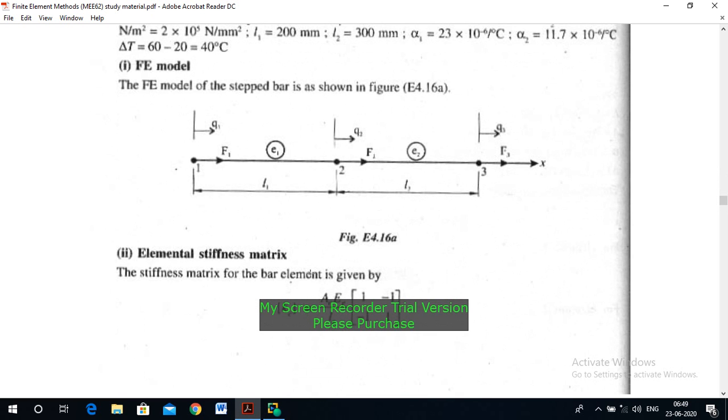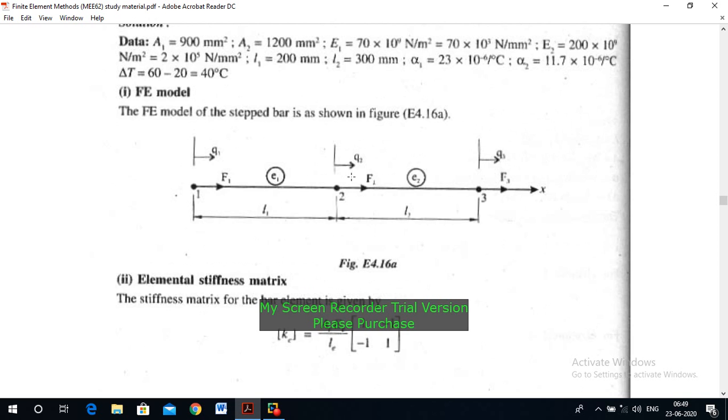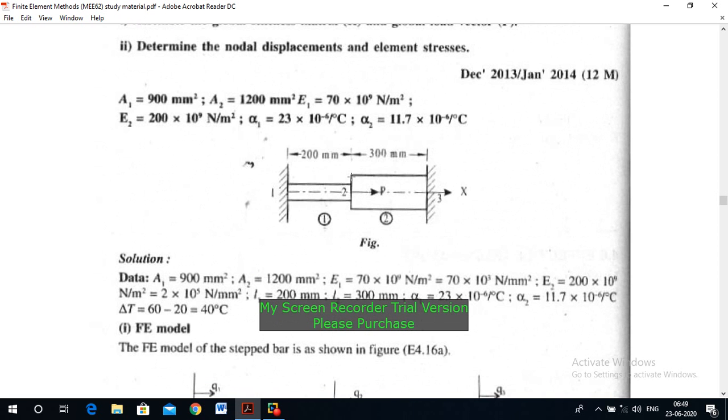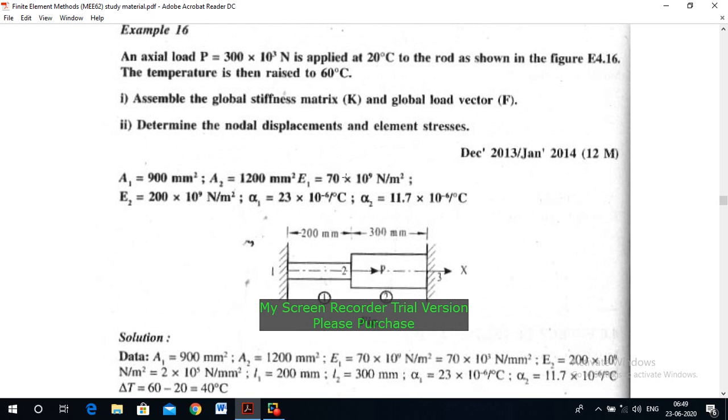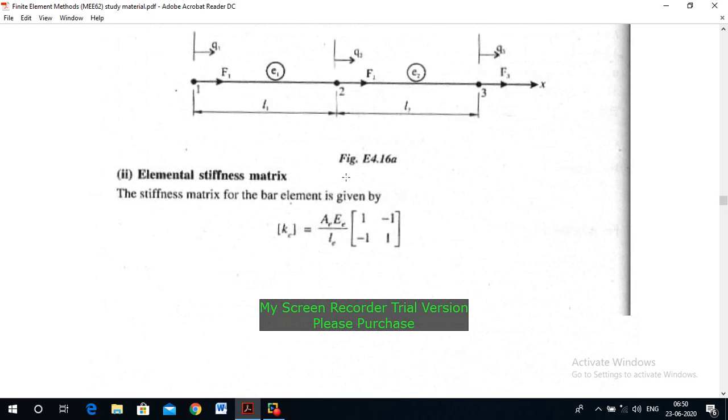Therefore, the second step is the finite element model. The force acting at node 1 will be F1, and let F2 be the force acting at node 2. The magnitude of the force acting at node 2 is given, that is, total P is equal to 300 into 10 power 3. Next, the force acting at node 3 is 0, because the forces applied at node 1 and node 3 are fixed. Because of that reason, the force acting at node 1 and node 3 is always equal to 0.